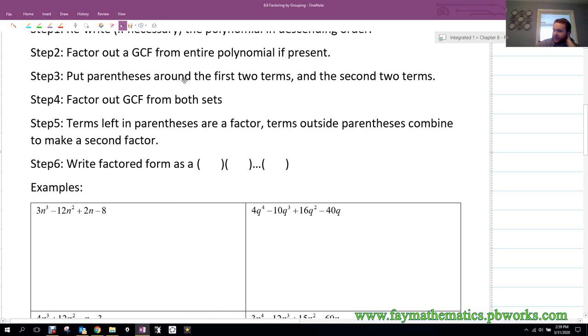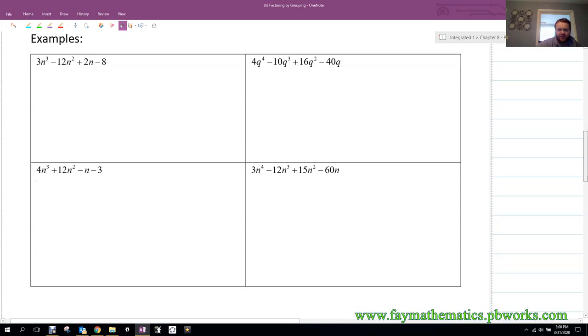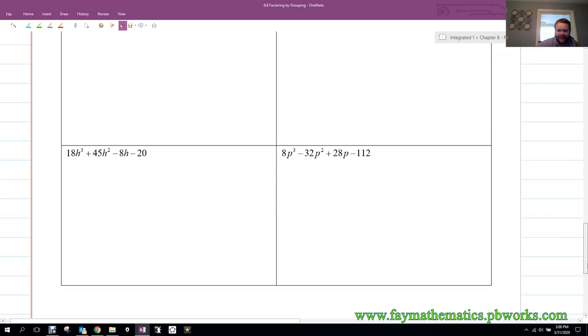Then the next thing is you'll put parentheses around the first 2 terms and the second 2 terms. You'll factor out a GCF out of both sets. And this is where it becomes like the AC method. The stuff that's left in the parentheses should be a factor, and the things that are outside the parentheses are another factor. And we're going to write our factored form as this, okay? And this is just showing a lot of times there'll be 2 things being multiplied together, but occasionally it might be 3 or 4 or 5. We maybe see that here in a little bit. So I'll go through, we got a handful of examples here.